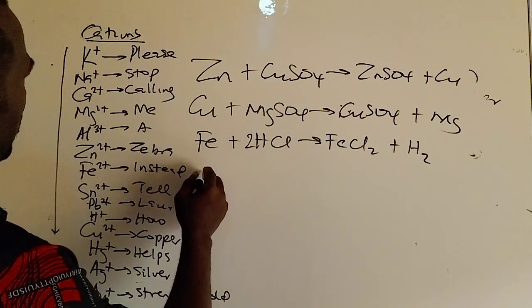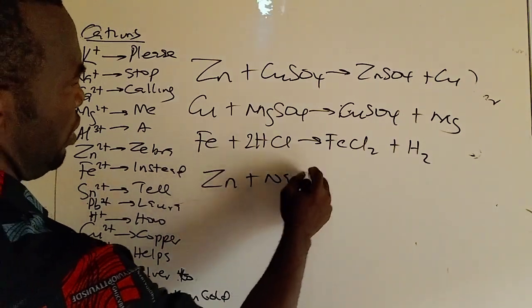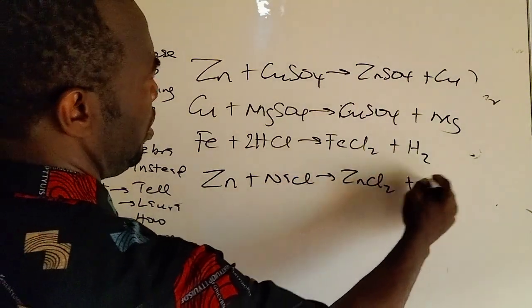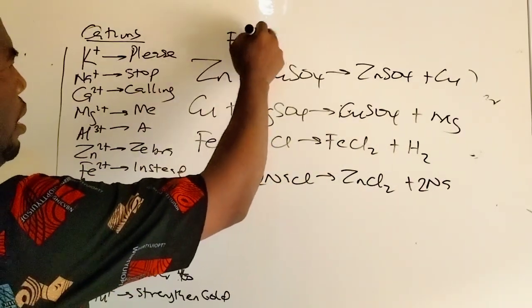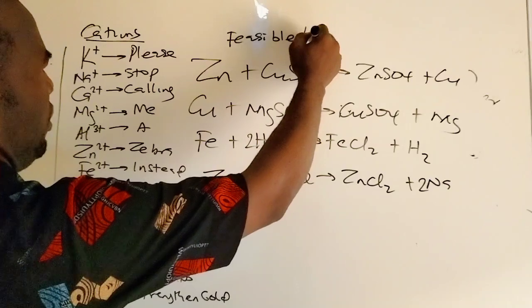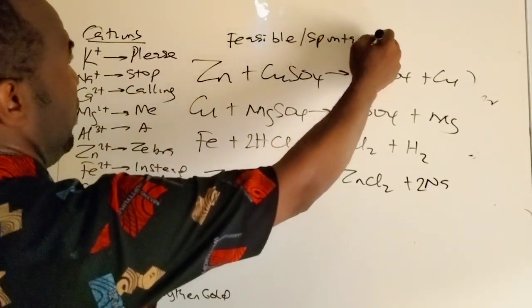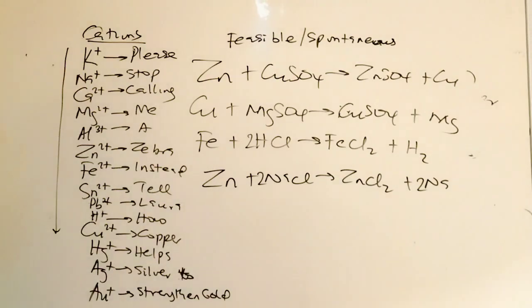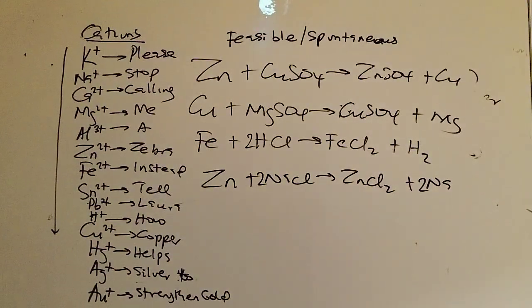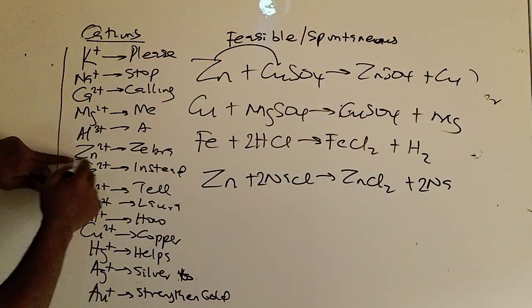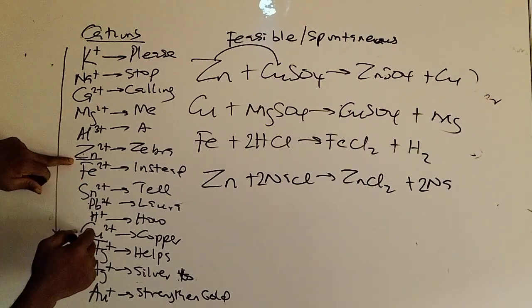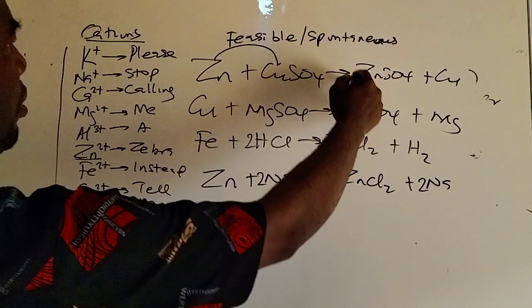Then we also have zinc plus sodium chloride, zinc chloride. So which of these reactions are feasible? In chemistry, when we say a reaction is feasible or spontaneous, it means it can take place. But when we say it's non-feasible or non-spontaneous, it means that it cannot take place. Look at the first reaction. Zinc displaces copper. Is it possible? Yes. Because look at zinc. Zinc is higher than copper. It's more reactive than copper. So zinc can displace copper. So this is feasible, can take place.